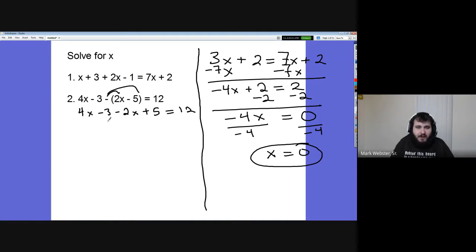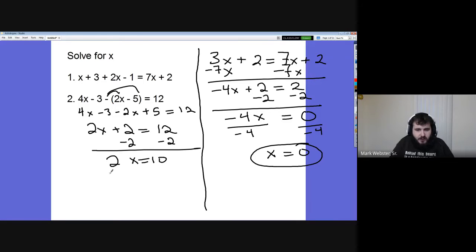So now we can combine our like terms. 4x and 4x minus 2x, you got 2x. 5 minus 3 is 2. And subtract the 2, because now we just got a normal two-step equation. Divide both sides by 2. You get x equals 5.